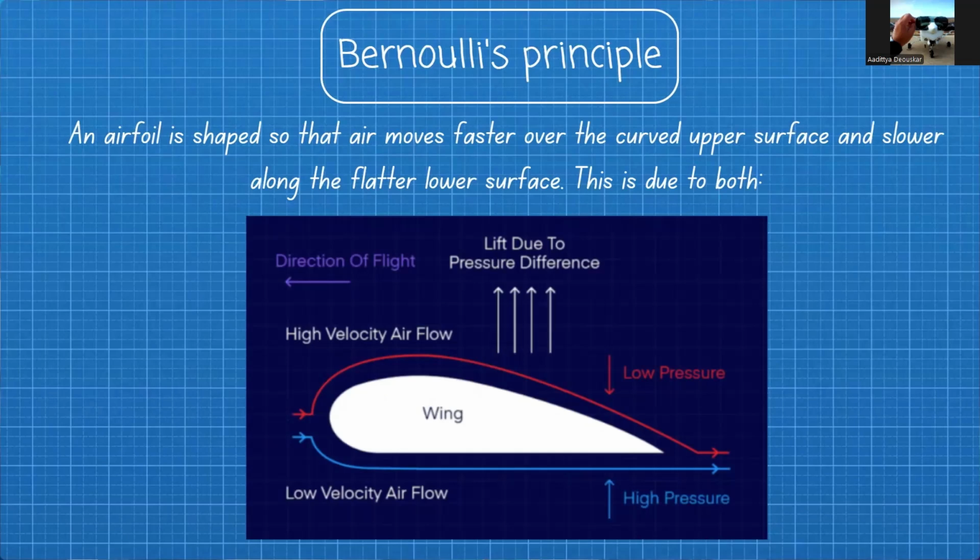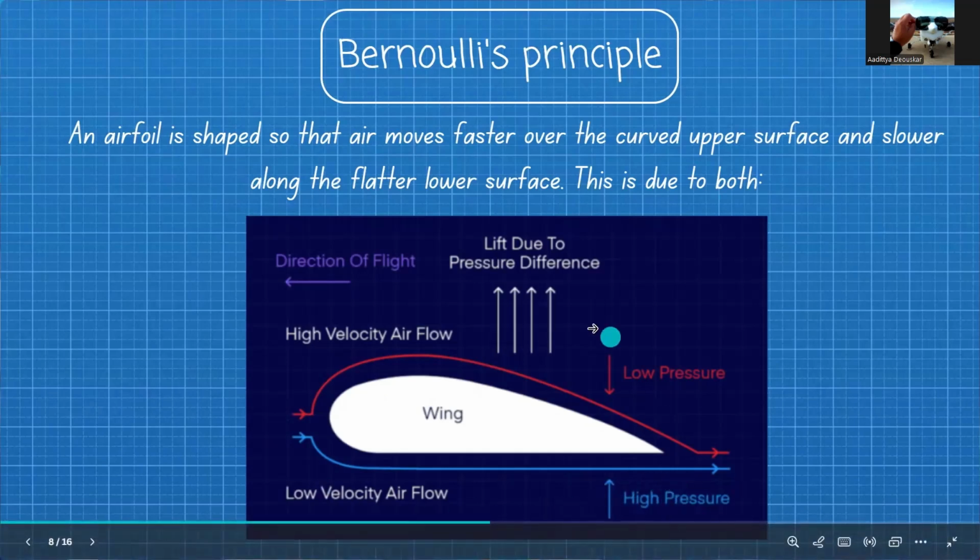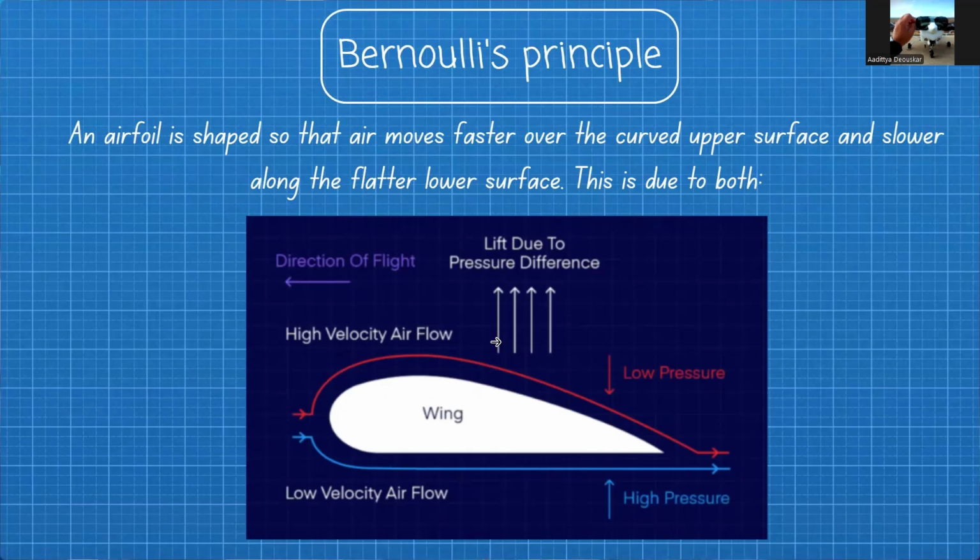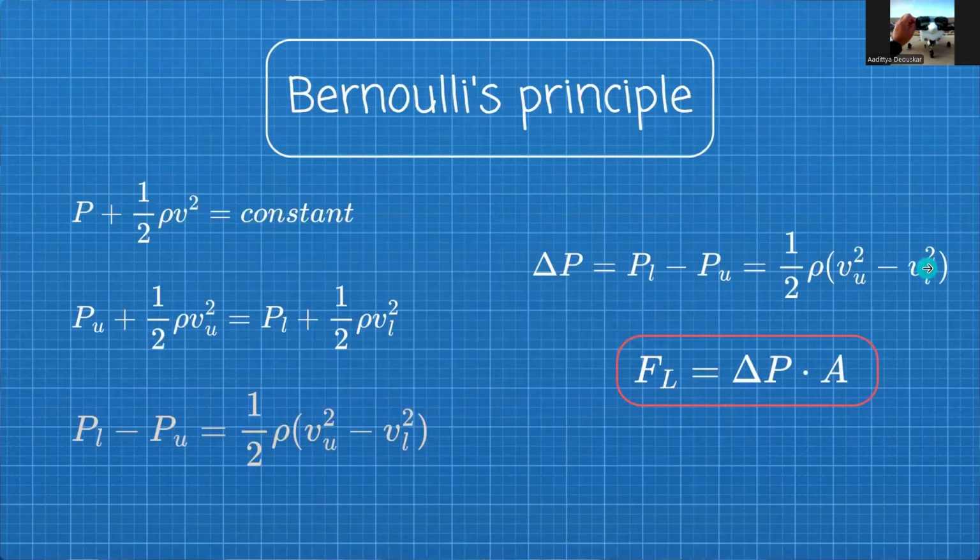So due to the pressure difference, here pressure is high, here pressure is low. Naturally, the wing would be pushed upwards. Now this upward push is the lift force. So this lift force arises due to the pressure difference between the lower surface and the upper surface. We can also state it mathematically.